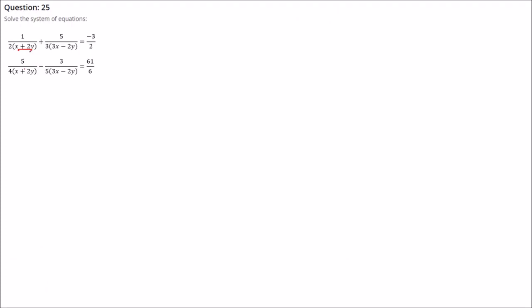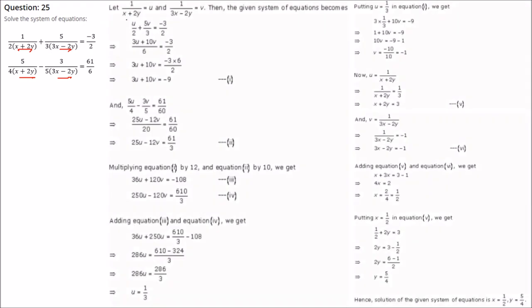Next question. See, this term and this term are equal, meaning the same. These also are the same. So 1 by x plus 2y can be written as, say, some p or q, or any letter of the alphabet you can take, except x and y. So what we can do here is 1 by x plus 2y can be taken as u, and 1 by 3x minus 2y can be taken as v. So this becomes u by 2 plus 5v by 3 equal to minus 3 by 2. And this becomes 5u by 4 minus 3v by 5 equal to 61 by 60.